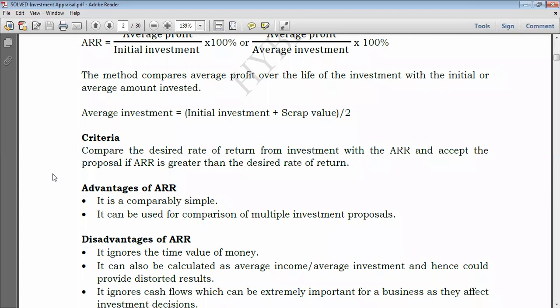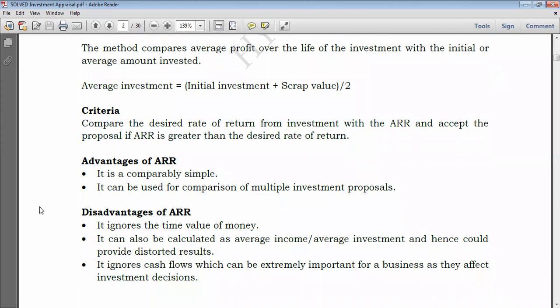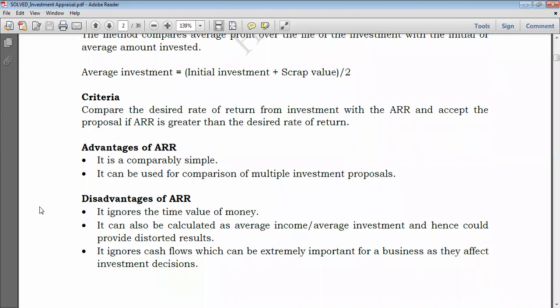Now we are just going to see an example soon, but before that, let's take a look at the advantages and disadvantages of accounting rate of return. And then I think after that, it's better that I restart the computer if possible, because I'm experiencing some difficulties here.